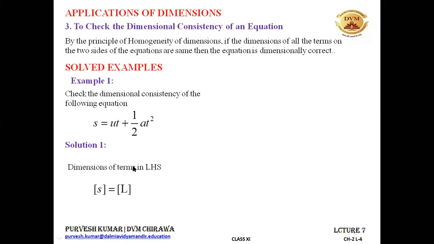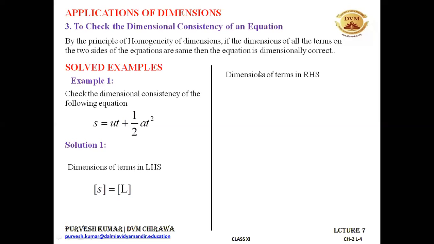All right. Now we need to find the dimensions of the terms that are involved towards the right hand side. So two terms are involved. First is ut, and second one is half at square. So let's find out the dimensions of ut first, and then we'll find out the dimensions of half at square. And if they come equal to the dimension of the quantity s towards the LHS, we can say that the equation is dimensionally consistent.